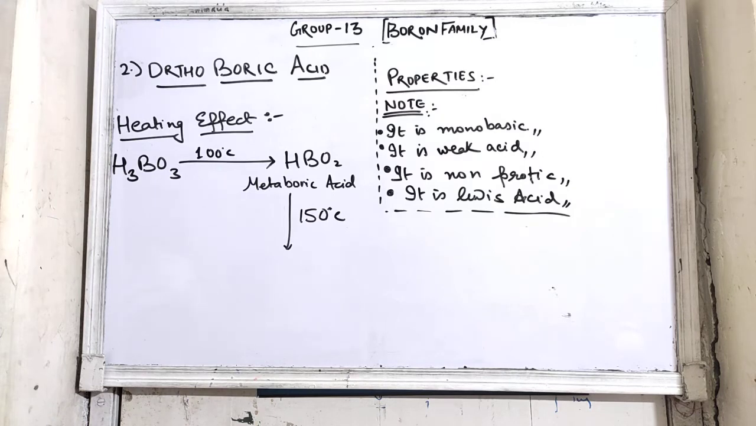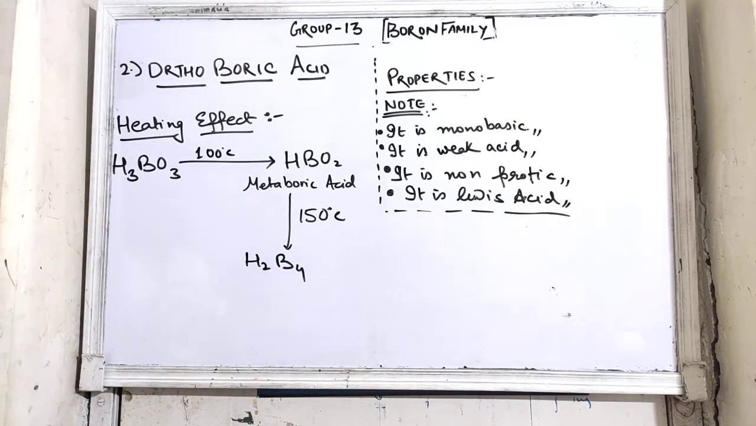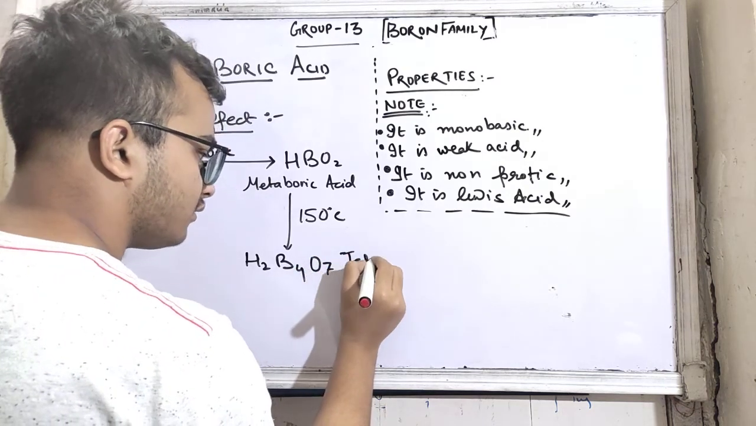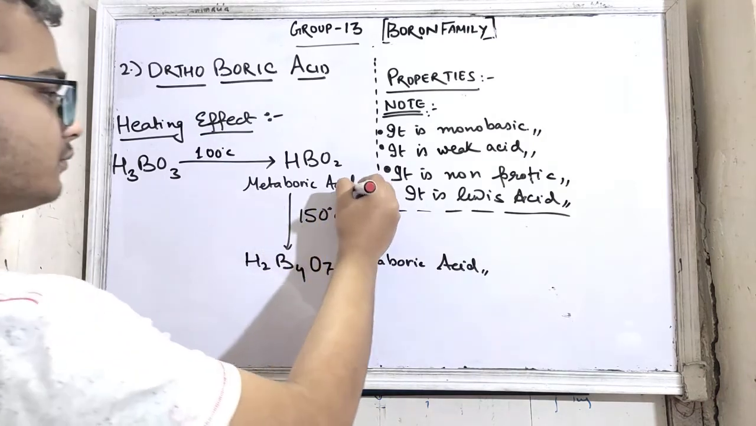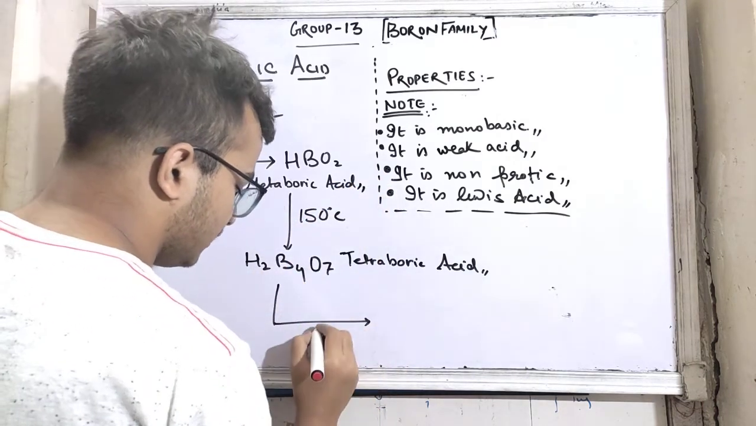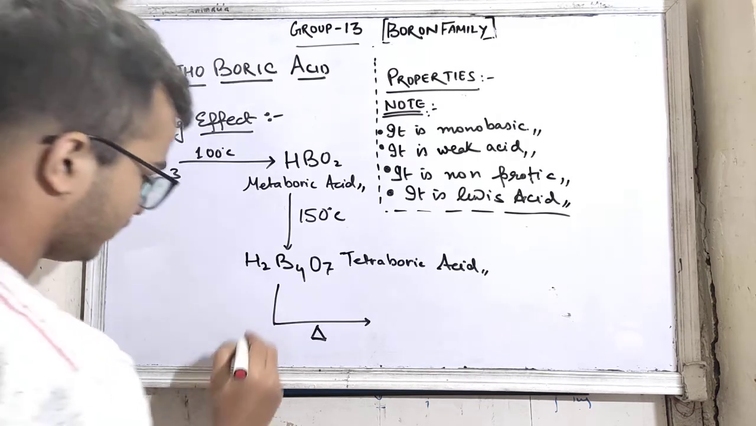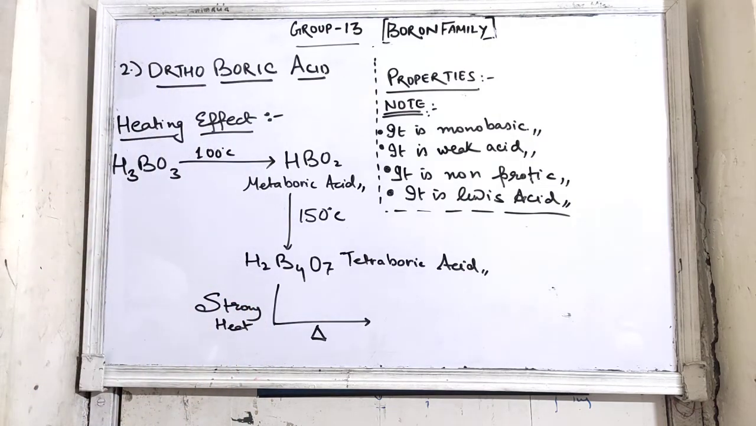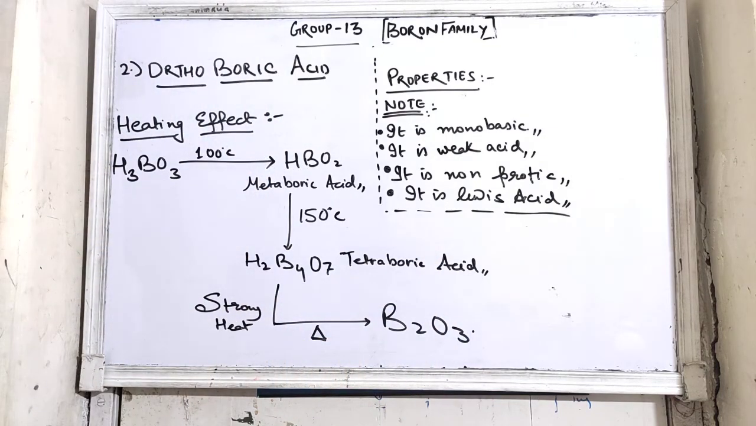you get tetraboric acid. This is H2B4O7, like this. This is tetraboric acid. Okay, you have to remember the name. Now when you again very strongly heat it, again we are heating it. Okay, so let's write here strong heat. You get a compound called B2O3. This is called boron sesquioxide. Okay, copy it down.